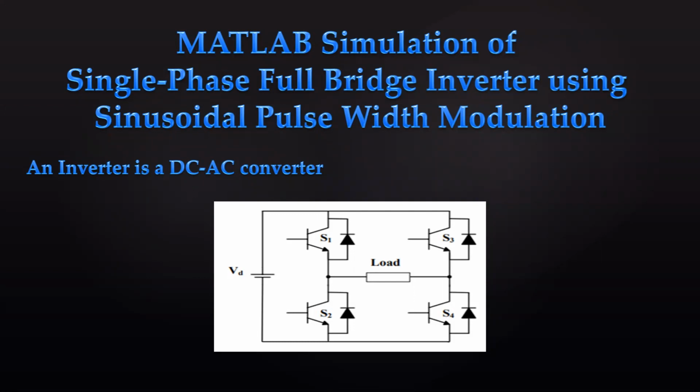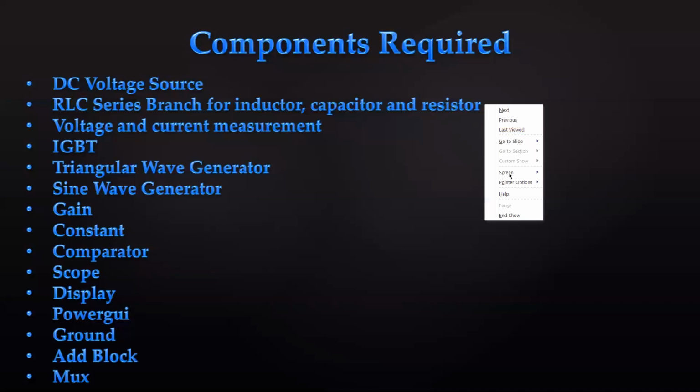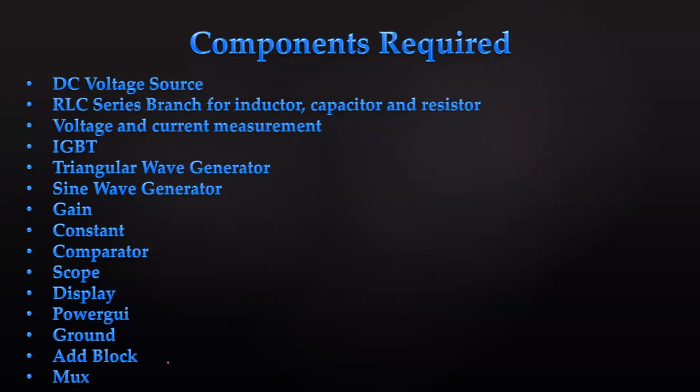We know that an inverter is a power electronic converter which will convert DC to AC, right? We know the basics of the inverter. In this video we are focusing on sine pulse width modulation. These are the things that we require, all the same as before. We will need a DC voltage source, an RLC series branch, voltage and current measurements, IGBTs, a triangular wave generator, as well as a sine wave generator. We will also use gain, constant, comparator or relational operator, scope, display, power GUI, ground, add block, and multiplexer.